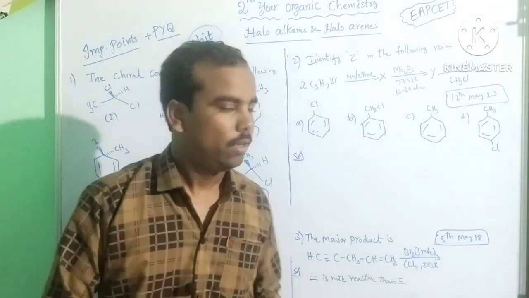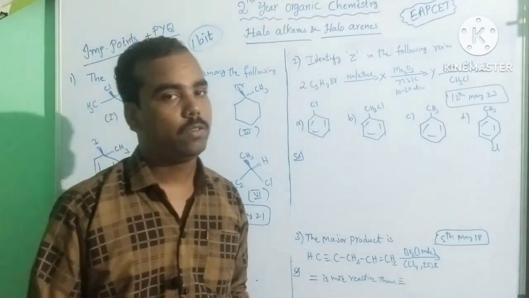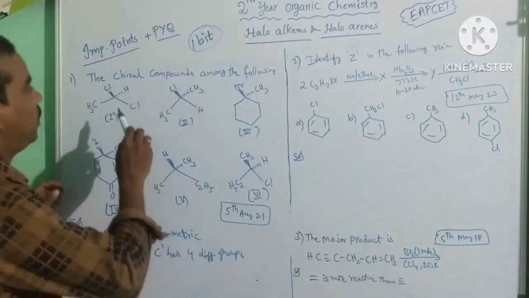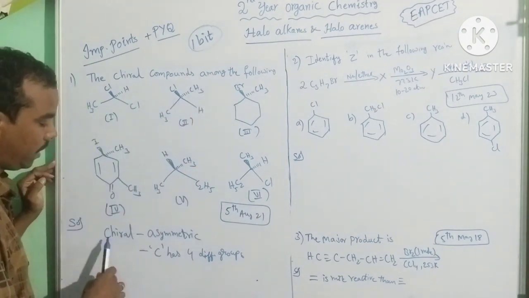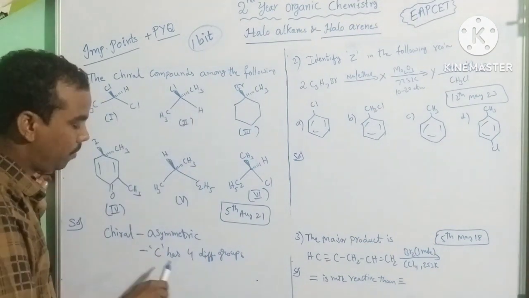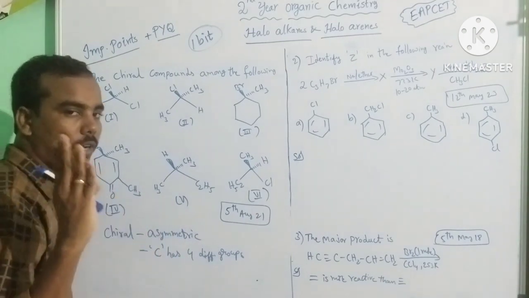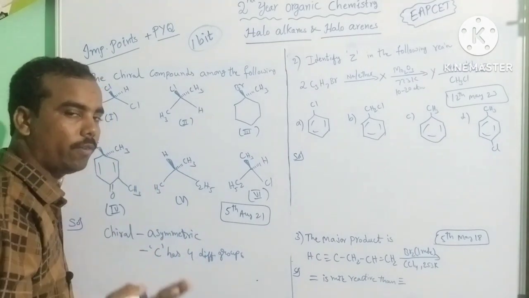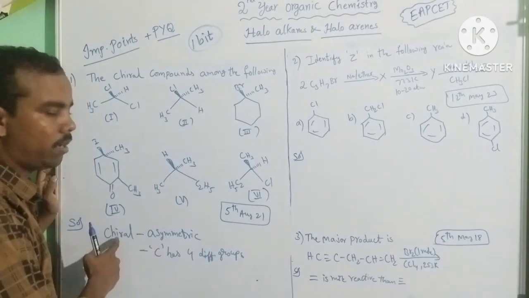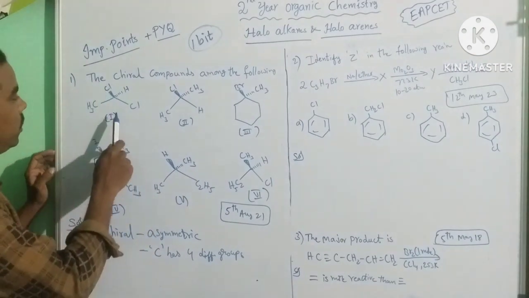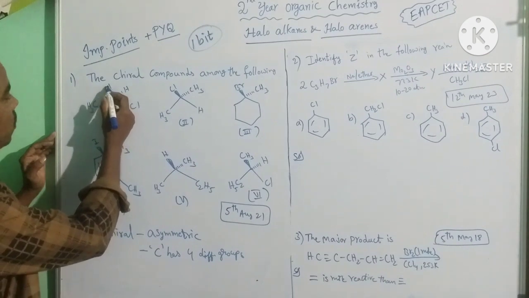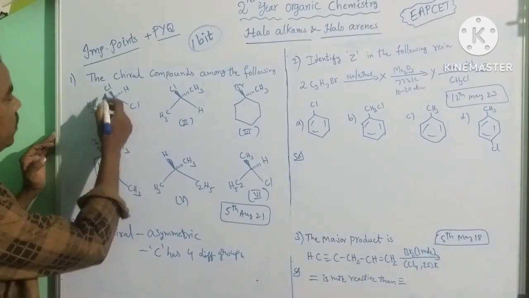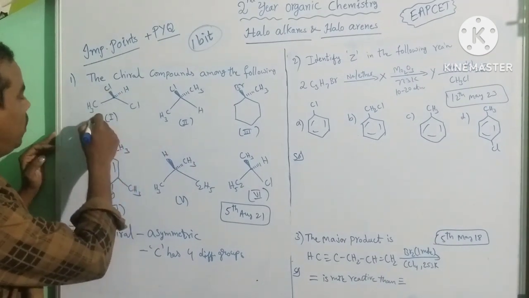Okay, dear students, in haloalkanes and haloarenes, the important models. Identify the chiral compounds among the following. Chiral means asymmetric, which means the carbon has four different groups. If a carbon has four different groups, that is called an asymmetric carbon or chiral carbon. According to this, the first carbon contains chlorine, hydrogen, chlorine, CH3. Two chlorines are there, so it is not an asymmetric carbon.